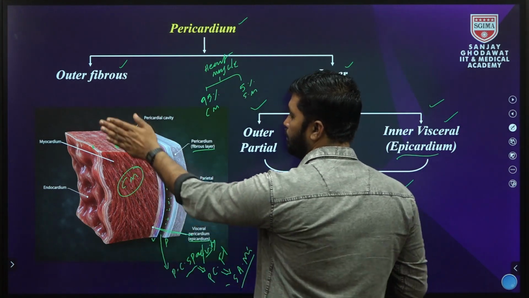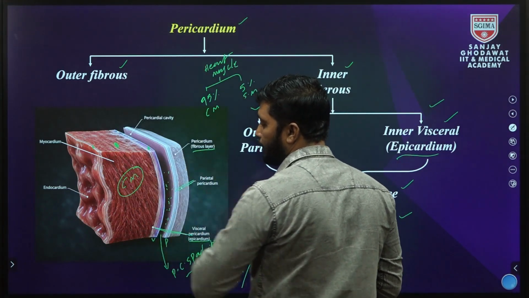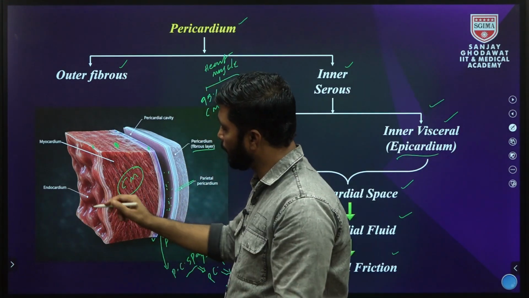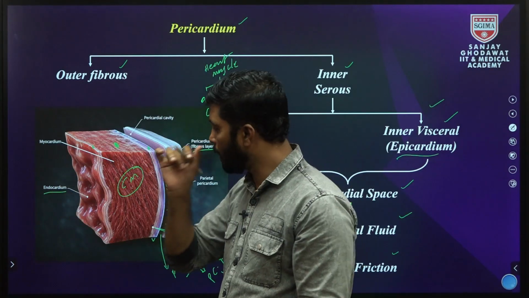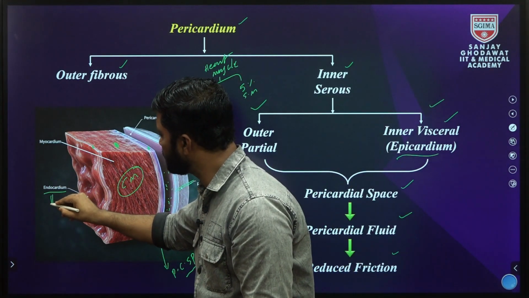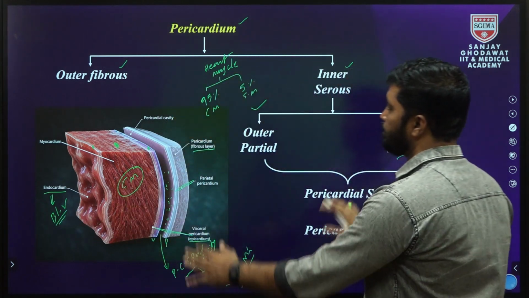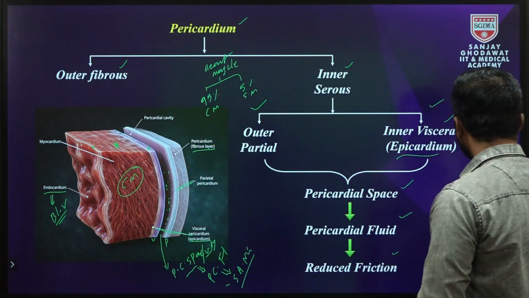The most abundant muscle layer in the heart wall is the myocardium, right? The outer and inner layers are very thin, whereas the endocardium is the innermost layer, closely adherent to the heart, with abundant blood vessels. This is the pericardium and the layers of the heart, right?